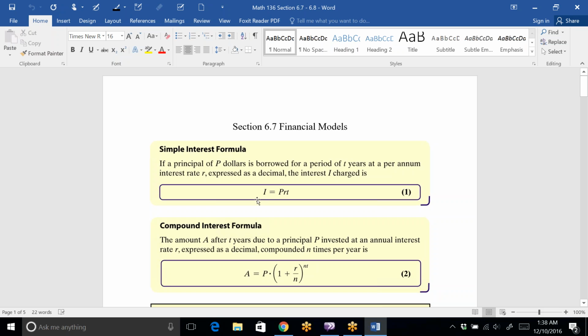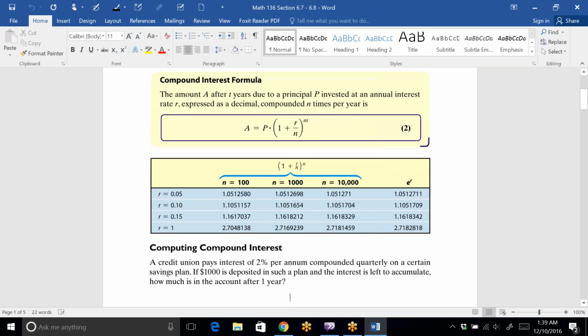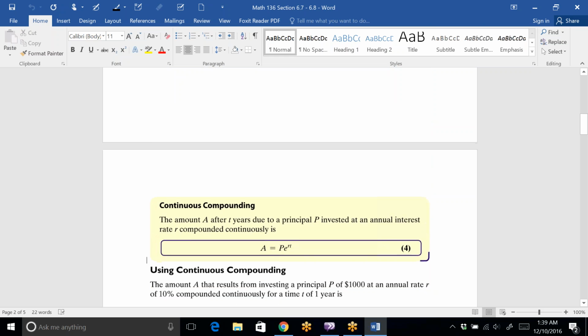So this is the formula for simple interest, I equals PRT, and this is the formula for compound interest. A, which is your future value, equals P times (1 plus r over n) to the nt. And this just shows you that if you let this go on so that you are compounding more and more and more, you notice a trend. There becomes this number at the end, which is e. So they call that compounding continuously, and we'll look at the formula for that in a minute.